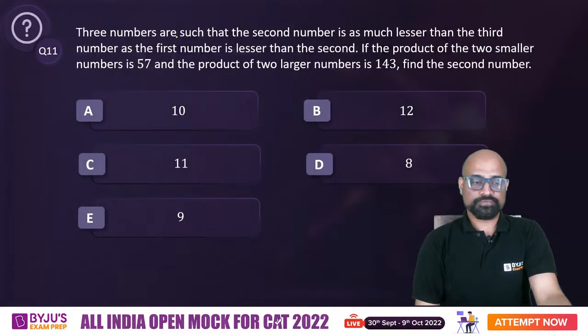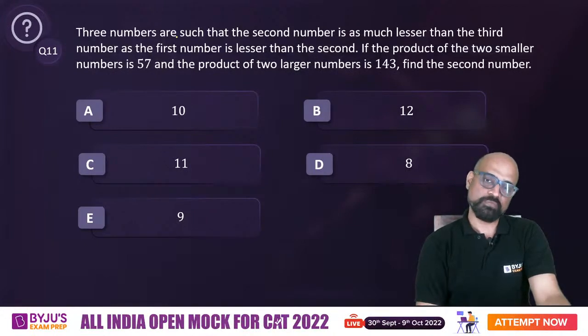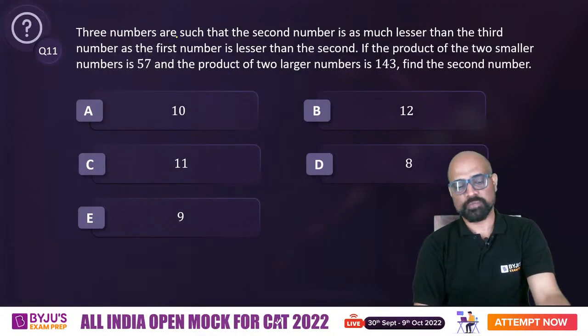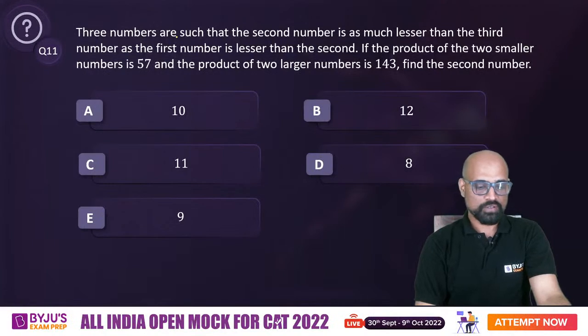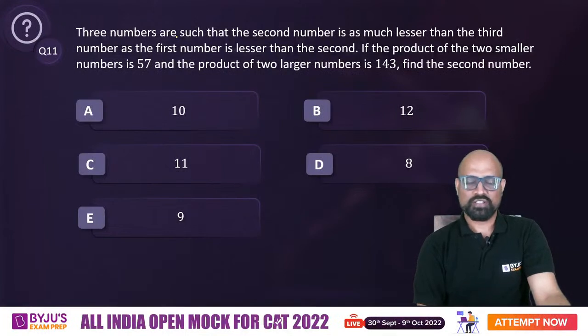Next question. Three numbers are such that the second number is as much lesser than the third number, as the first number is lesser than the second number. If the product of the two smaller numbers is 57 and the product of the two larger numbers is 143, find the second number. No, Varun, they will not complicate the values. ये सारे के सारे snap questions हैं. जैसा snap बोलो, NMAT questions हैं. Okay.